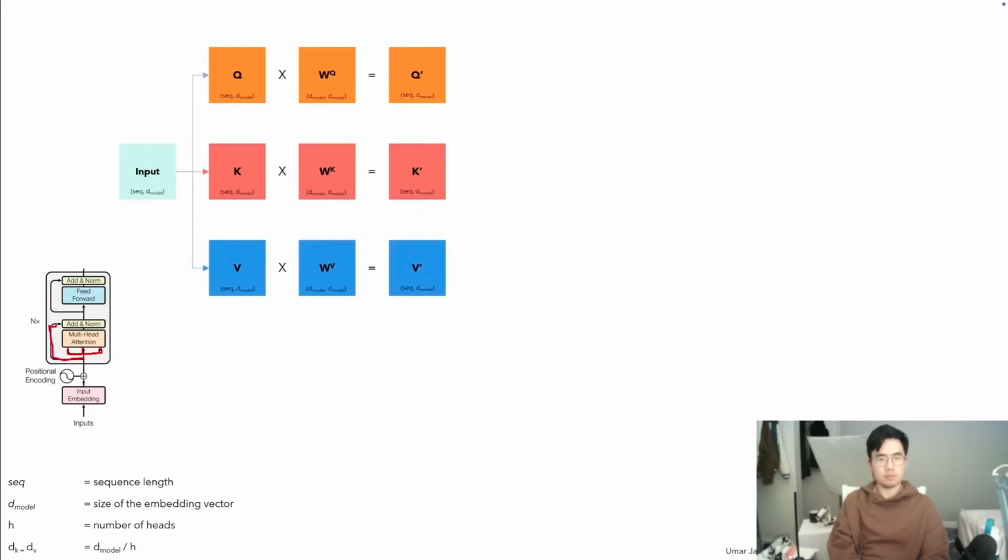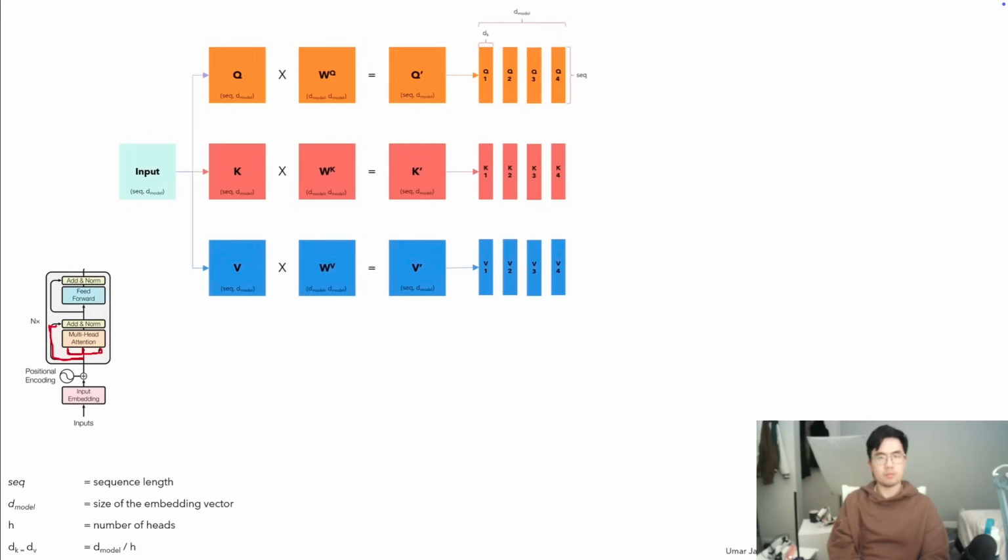Our next step is to split these matrices into smaller matrices. Let's see how. We can split this matrix Q prime by the sequence dimension or by the D model dimension. In the multi-head attention, we always split by the D model dimension. So every head will see the full sentence, but a smaller part of the embedding of each word. So if we have an embedding of, let's say, 512, it will become smaller embeddings of 512 divided by 4. And we call this quantity dk. So dk is D model divided by h, where h is the number of heads. In our case, we have h equal to 4.